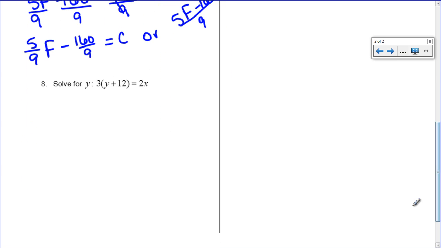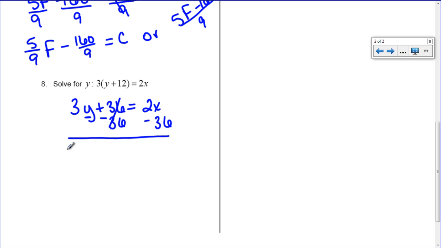So number 8. They want us to solve for y, so we're good at this. Getting y by itself is not something we struggle with a whole lot, but that's what they're asking for. So the first thing that has to happen is we've got to distribute to get rid of parentheses. So 3 times y becomes 3y, and 3 times 12 becomes 36, and this equals 2x. Well, I want to get y by itself, so I've got to get rid of this minus 36 here because I want that alone.